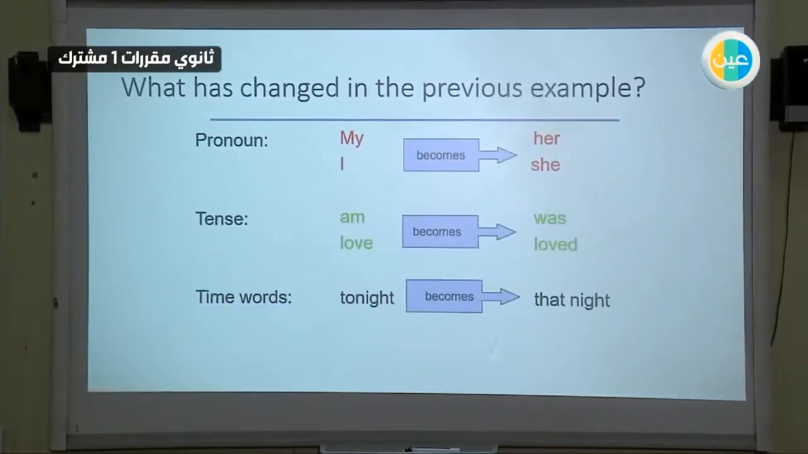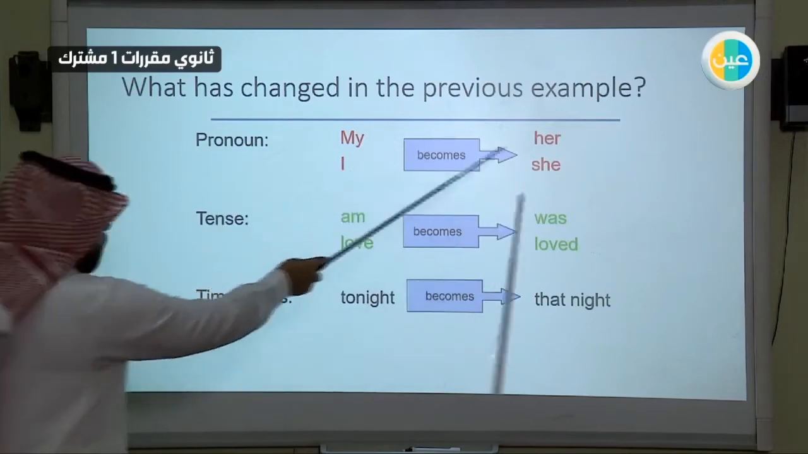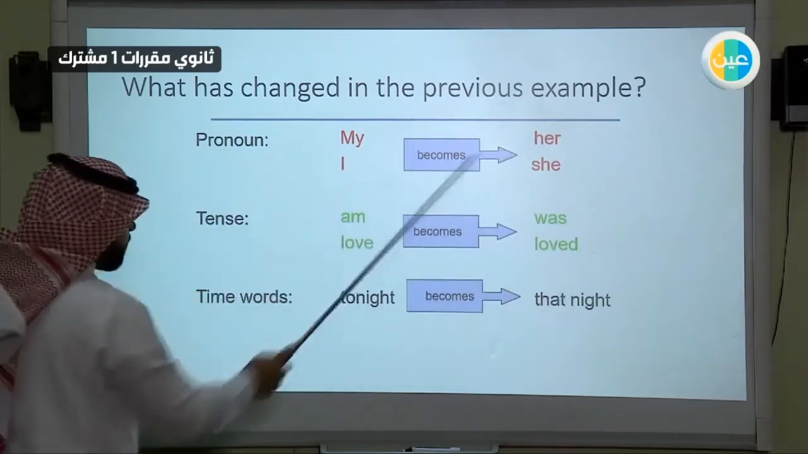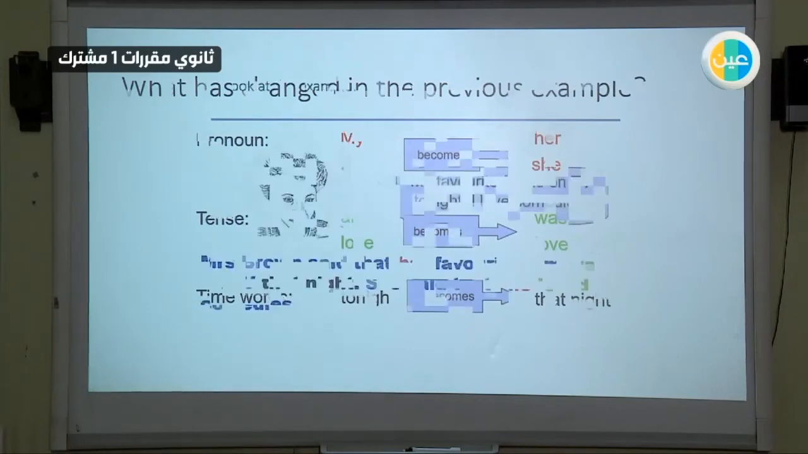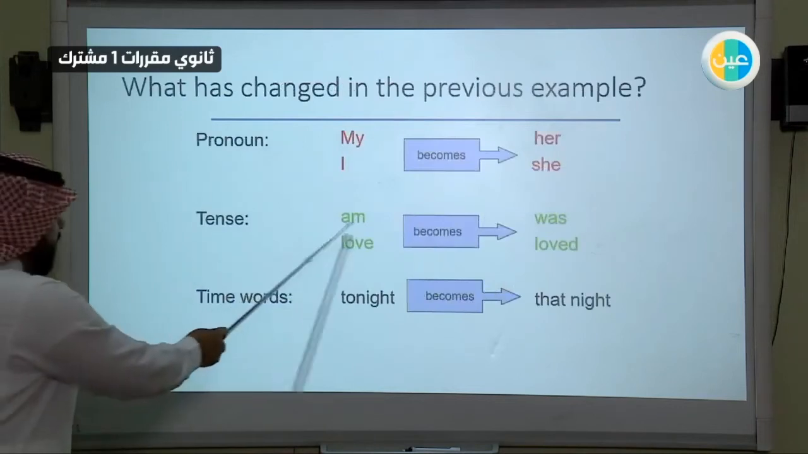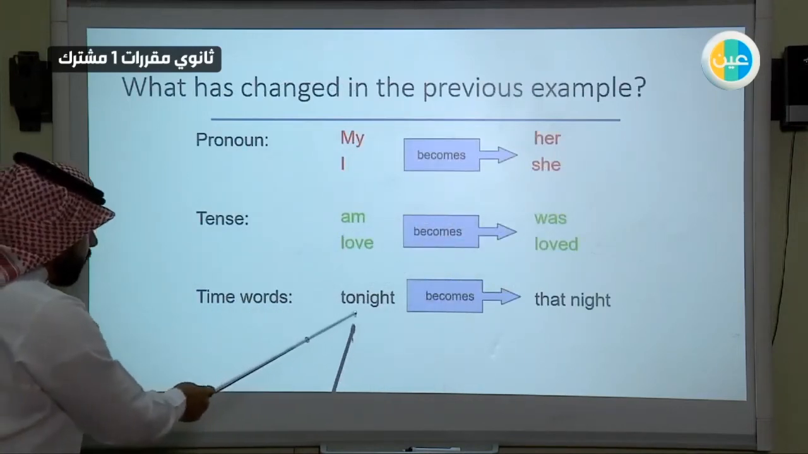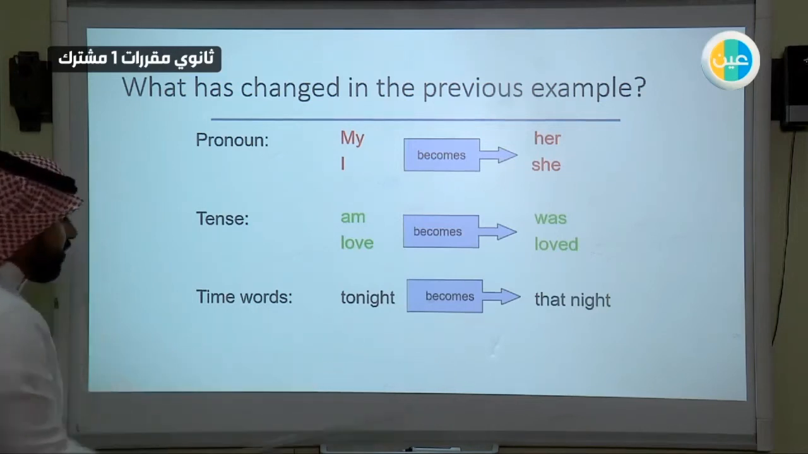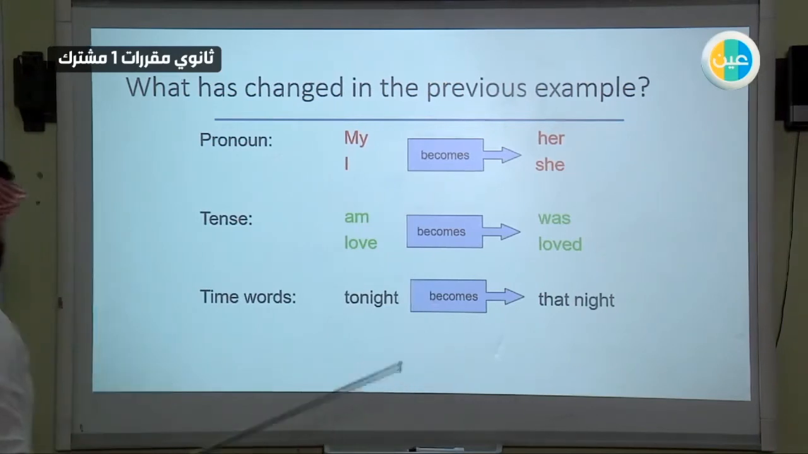What has changed in the previous example? The pronoun from my to her, I to she. This is for the previous example. In this one, the tense from am to was, love to loved. Time words from tonight to that night. This is what we changed in the example before.